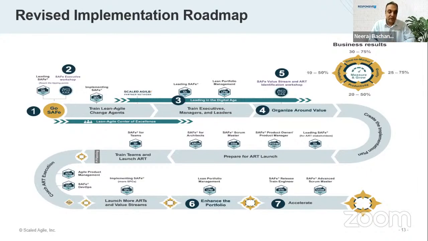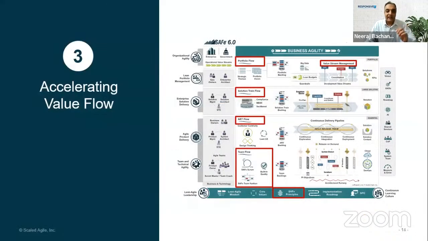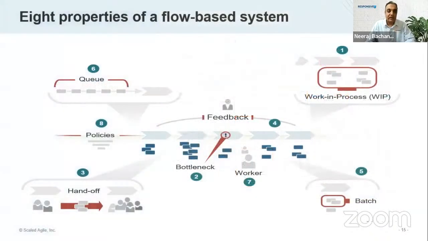There are other changes also that have been brought in. So please refer to those changes while I quickly move on to the next change, which is about accelerating value flow. And what SAFe has really brought in this time is the understanding that wherever there are work items, obviously there is going to be some flow, and flow occurs whenever there is some smooth, linear, and fast movement of a work product throughout the steps in the value stream.